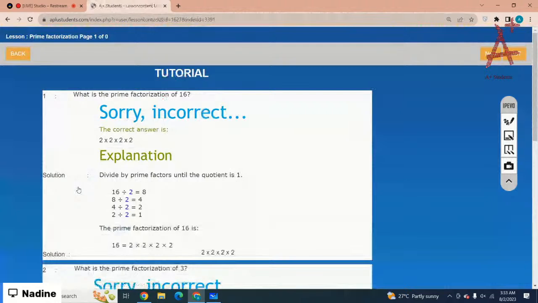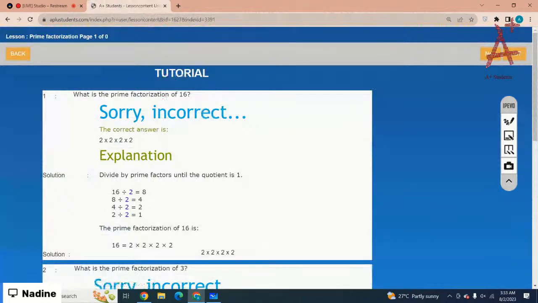Okay, what is the prime factorization of 10? Prime factorization means you have to factor the number, but all the factors must be prime numbers. So how do we prime factor a number? You start dividing the number by the smallest prime number.